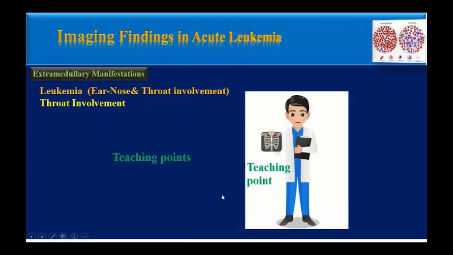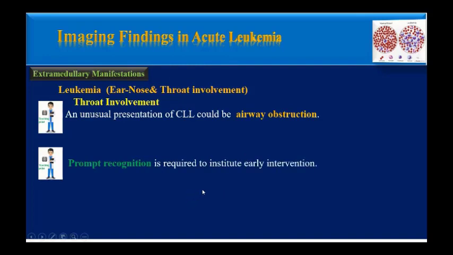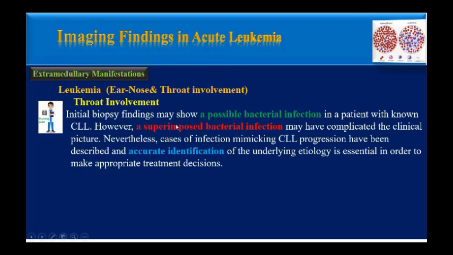Now, teaching points. An unusual presentation of CLL could be airway obstruction. Prompt recognition is required to institute early intervention. Initial biopsy findings may show a possible bacterial infection in a patient with known CLL. However, a superimposed bacterial infection may have complicated the clinical picture.